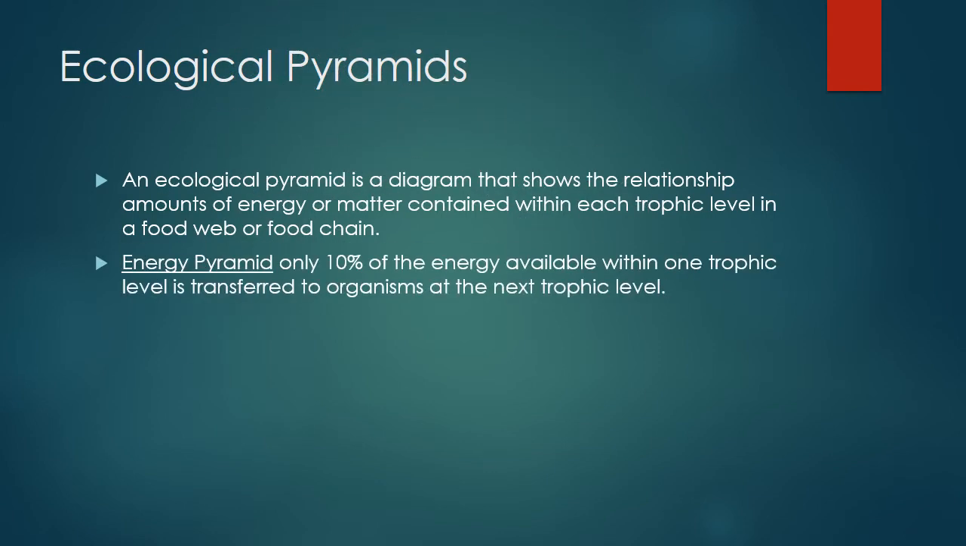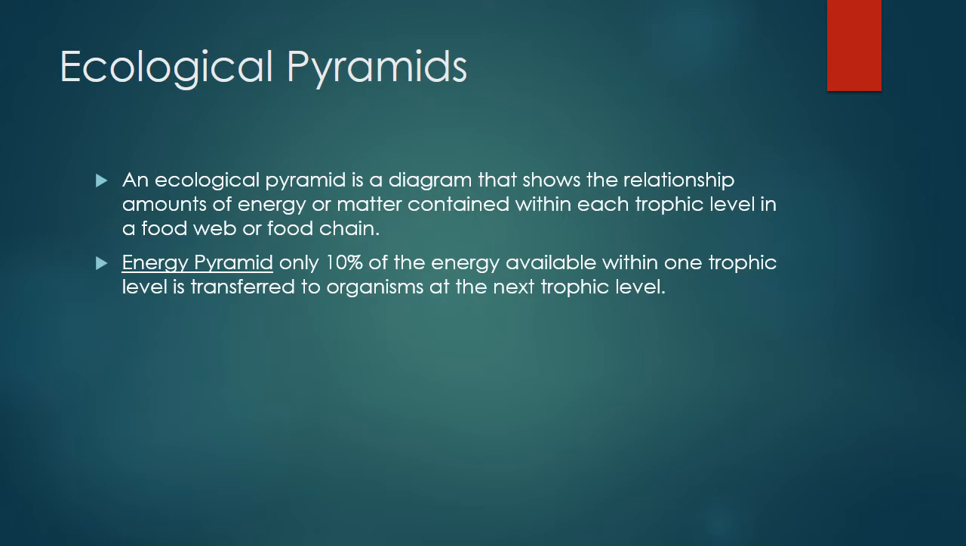So in an energy pyramid, only 10% of the energy available within one trophic level is transferred to the organisms in the next trophic level. Now, what that means is 90% of what you eat is lost. Only 10% of that goes into making new tissue. And that 10% is an average over all the trophic levels.